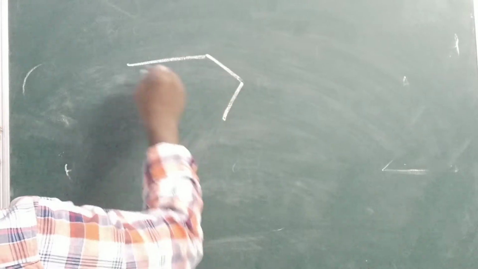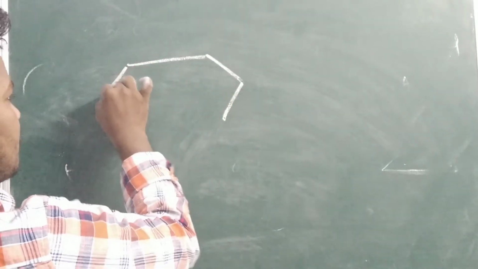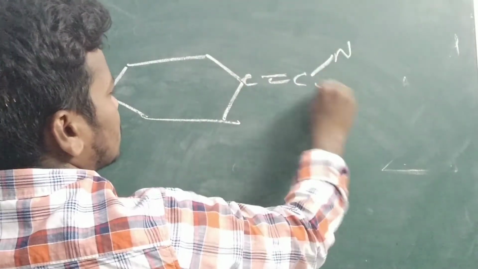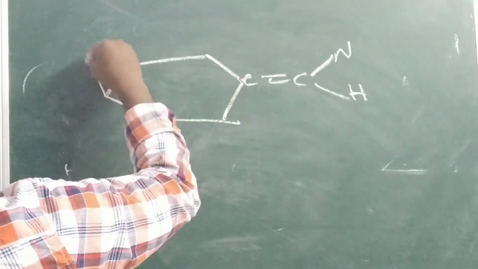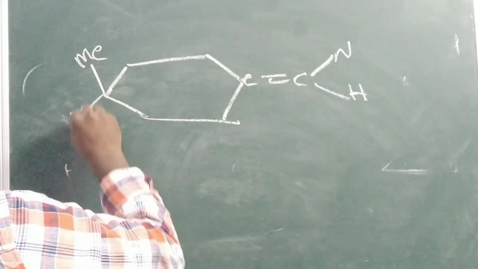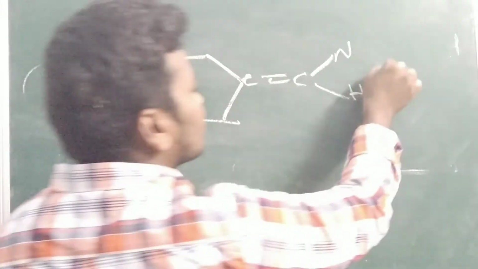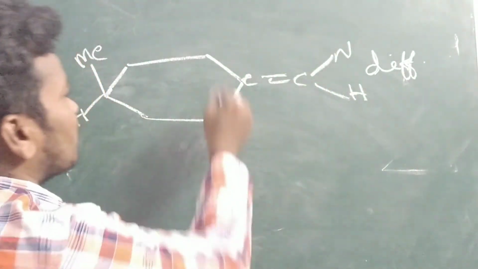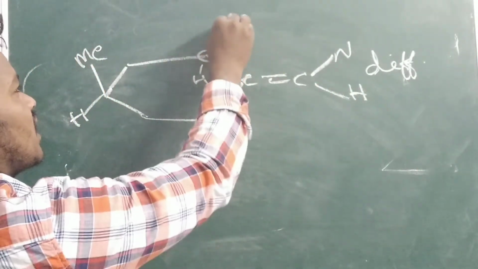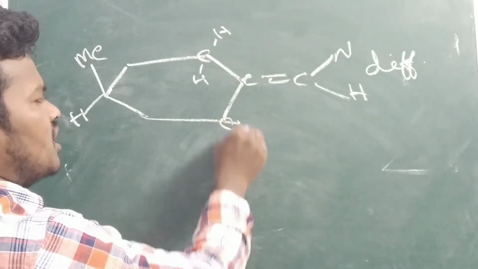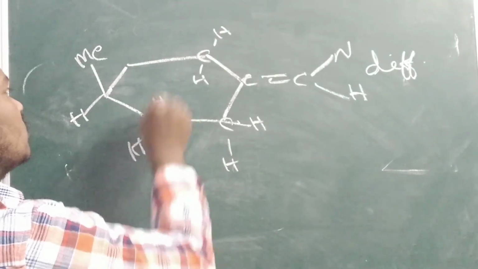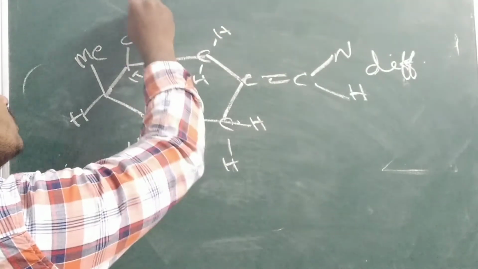Next example like this only. Carbon to carbon, nitrogen, hydrogen. Here I am taking methyl. Is it exhibiting or not? You can see it is different. Here it is looking different. But what I said before, here carbon, hydrogen, same type. Any one group should be different. Carbon, hydrogen. Here also carbon, hydrogen.